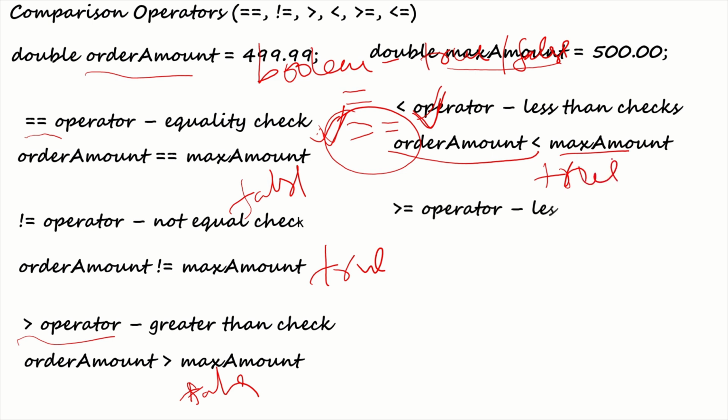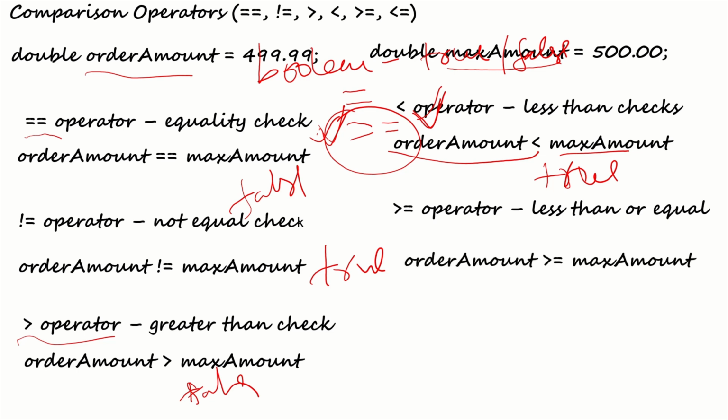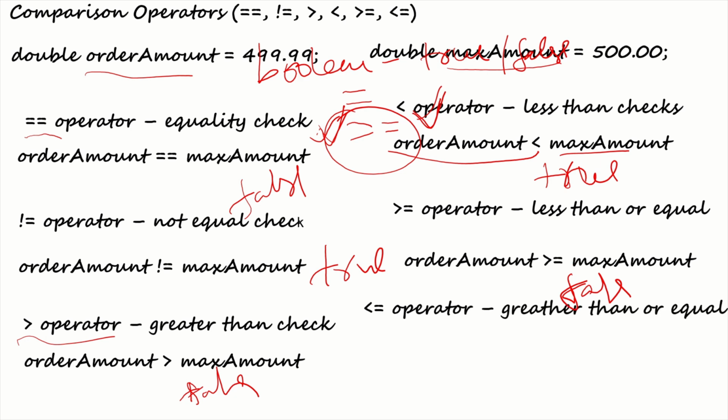And sometimes I want to check whether it is greater than or equal to. So if either one of the conditions is true, I'll get true. So here 499 is not greater than and is not equal. So in that case I'll get false here. What if I want to check less than or equal to? So I'll use the less than or equal to operator. So it's nothing but order amount less than or equal to maximum amount. So here it's not equal, but it's less than. So I get true.